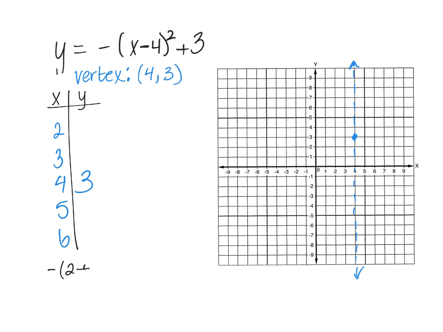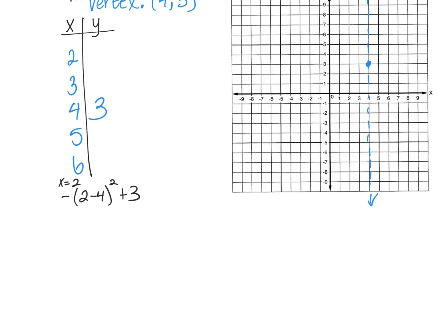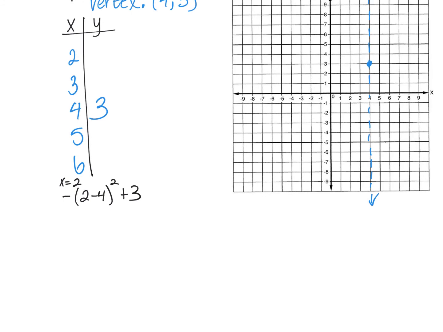Negative (2 minus 4) squared plus 3. So this is plugging in x equals 2. I'm going to give you a second to evaluate that. Okay, so inside, 2 minus 4 is negative 2, squared. So negative 2 squared plus 3.